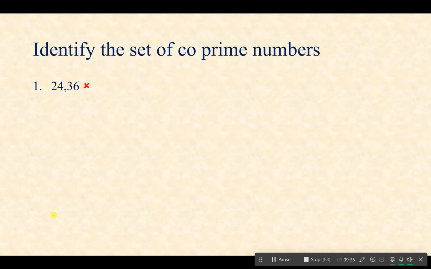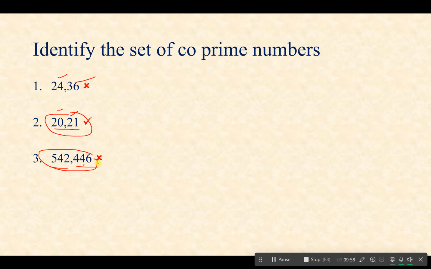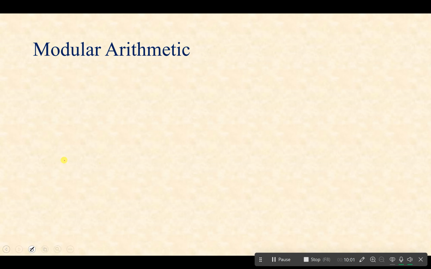Now I will give you some exercise. Can you identify the co-prime numbers here? See here, 24 and 36, they are not co-prime. You try it by yourself. 20 and 21, so this is easy because these two are successive numbers. Next, 542 and 446. You try. So will these be co-prime numbers? You let me know in the comment section.